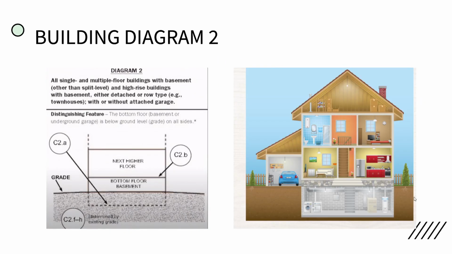Building diagram 2, you're not going to see a lot of these in Florida, but this is a basement. If you have a house with a basement, you have to get the basement floor. You have to get the finished floor. So you need an elevation down in here. You need an elevation on the finished floor. You need an elevation on the garage. And then you need an elevation on the grade at each building corner.